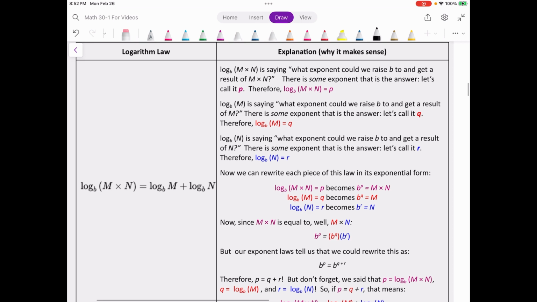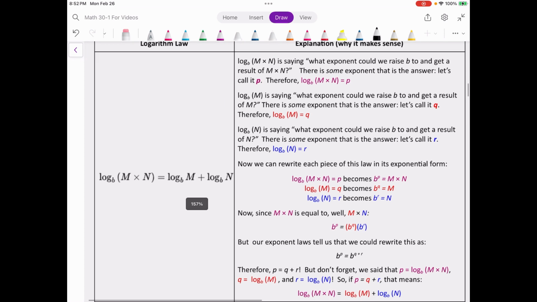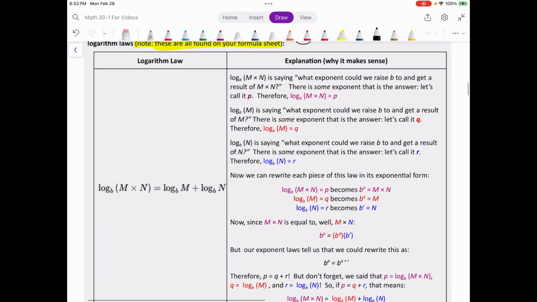All right, so the first logarithm law, sometimes called the product law of logarithms, says that if you have log base b of m times n, it's equivalent to splitting it up into two logs and adding them. So log base b of m plus log base b of n, okay? So that's what we need to actually use and apply, but let's not just take my word for it. Let's see why that actually makes a ton of sense when we break it down.